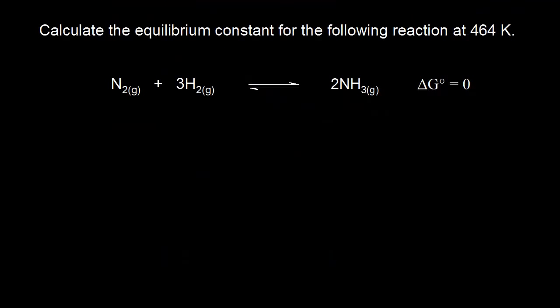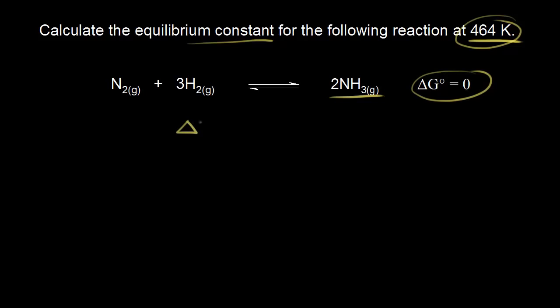Let's do the same problem again, but let's say that our reaction is at a different temperature. So now our reaction is at 464 Kelvin. So we're still trying to make ammonia here, and our goal is to find the equilibrium constant at this temperature. At 464 Kelvin, the standard change in free energy, delta G0, is equal to 0.